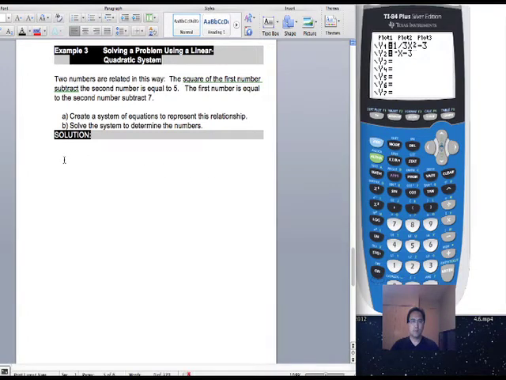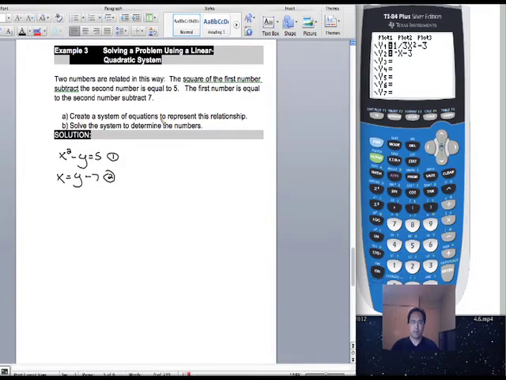Okay, so the square of the first number. So let's just make the first number being equal to x. So the square of the first number subtract the second number is equal to 5. So we'll call that 1 as a quadratic. The first number is equal to the second number, subtract 7. The first number, which is x, is equal to the second number, which is y, subtract 7. That's linear. So we have a linear quadratic system here.